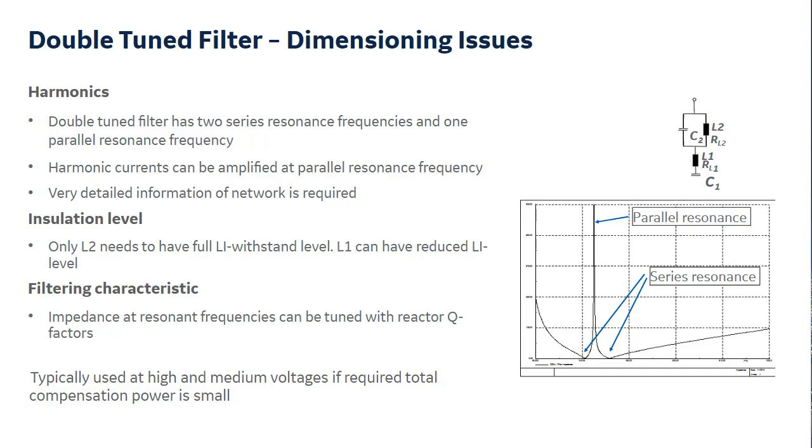So these are typically used in high voltage or medium voltage if the required total power is small. For example, in wind parks, it's not typical to have that big a requirement. And of course, if you have a big requirement, you can also have an additional detuned bank or something like that as an addition. But for filtering, at least at the moment, the demand is increasing for this kind of filter with renewables.